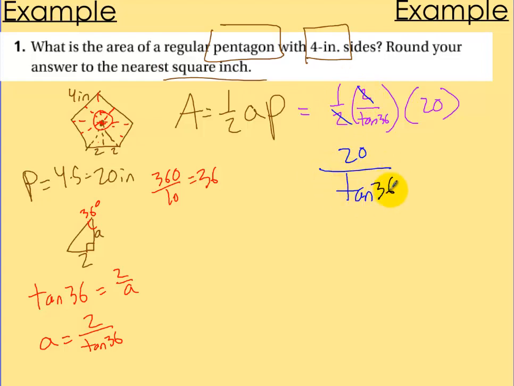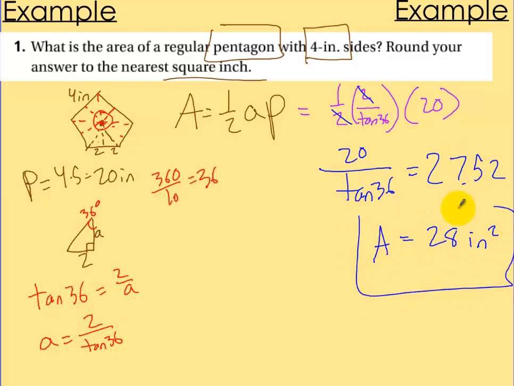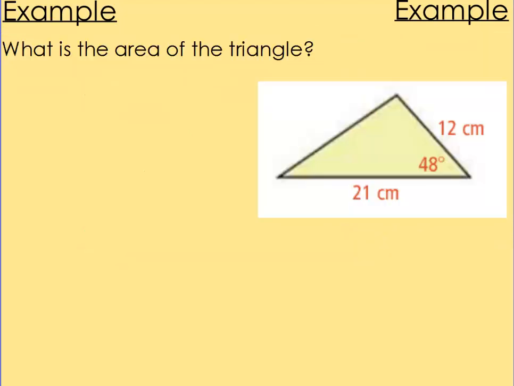At this point, plug that into your calculator. 20 divided by the tangent of 36 is going to be approximately 27.52. It says nearest square inch, so that's the nearest integer. So I'm going to round that up. It's going to be 28 inches squared. So that's the area, 28 inches squared. Next one. Pause the video.